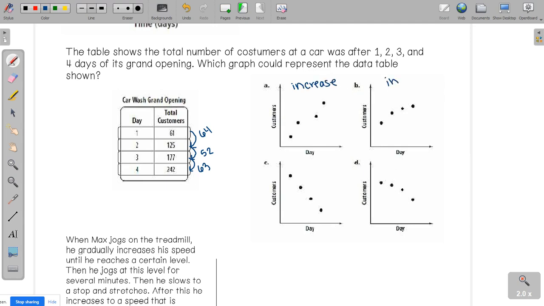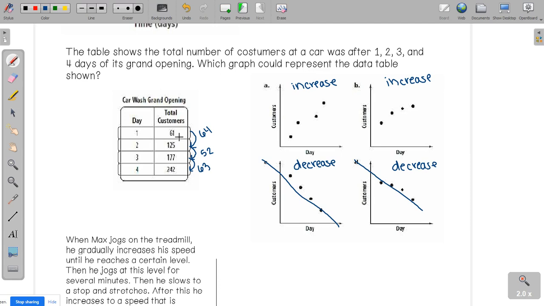This one is also increasing. This one is going down, so it's decreasing. Same thing as D, it's decreasing. So we do not want C or D because they're decreasing and we are increasing in our numbers of people. So we don't have our intervals shown, so we have to see which one's a better option between A and B.